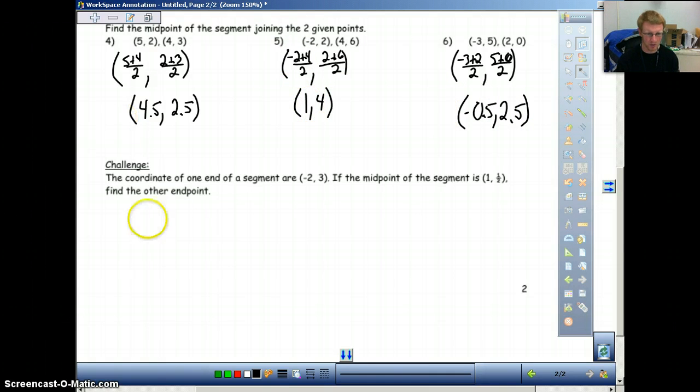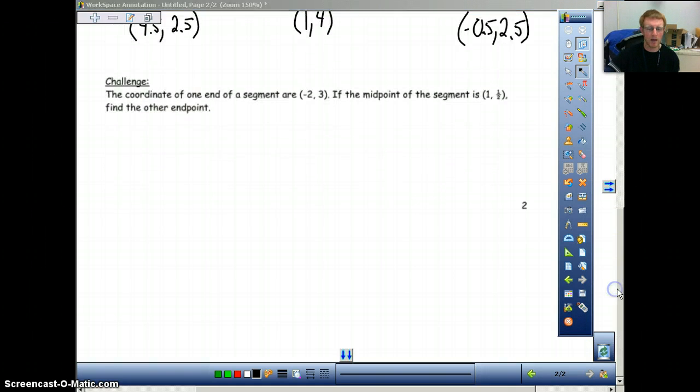Okay, now what I want you to do is look at this challenge, because we've gone through the concept of the midpoint formula, and now this is an honors problem. If you can do this, then you really understand the concept. This is the challenge of the section, being able to do something like this. It's giving you the coordinate of the end of a segment, negative 2, comma 3. Then it's giving you the midpoint. So it's not giving you the other endpoint; it's giving you one endpoint and the midpoint. We want to find the other endpoint.